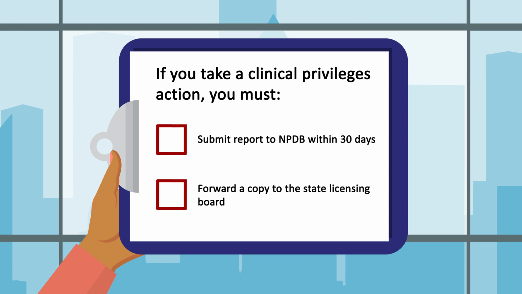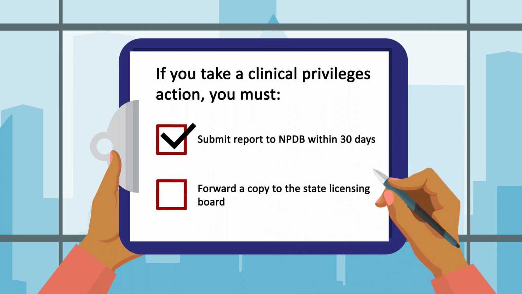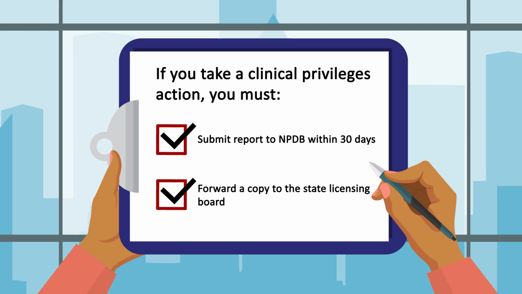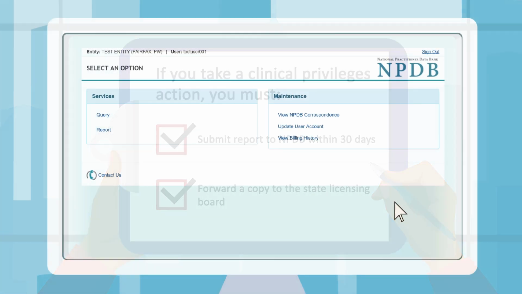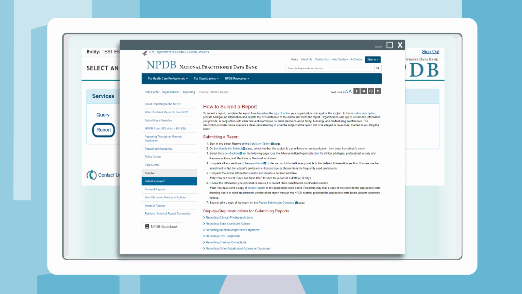The report must be submitted to the NPDB within 30 days of the date the action was taken, and a copy of the NPDB report must be forwarded to the appropriate state licensing board. When you're ready to submit a report, sign into your NPDB user account and select the Report option to get started. Visit the How to Submit a Report page for step-by-step instructions for submitting clinical privilege action reports.